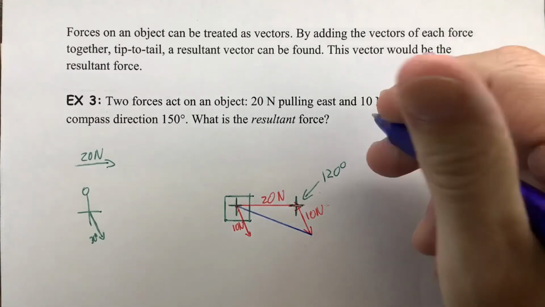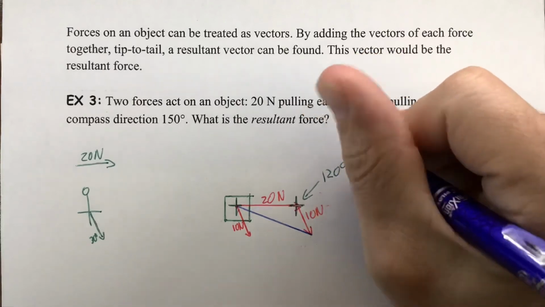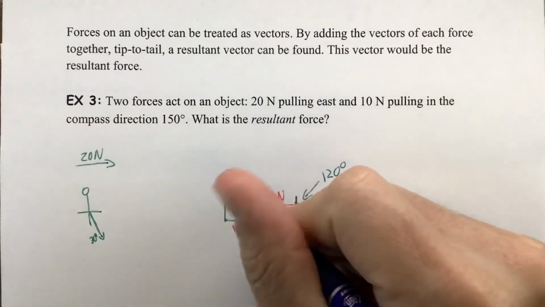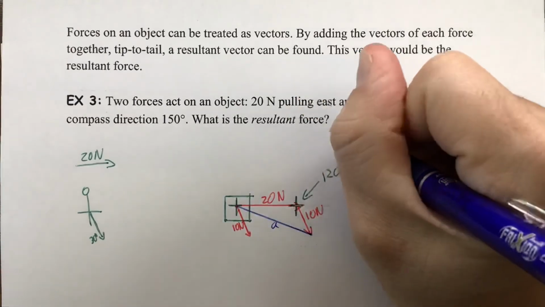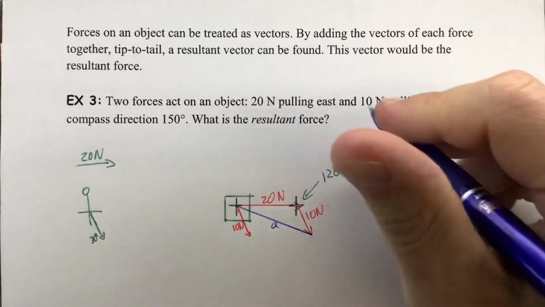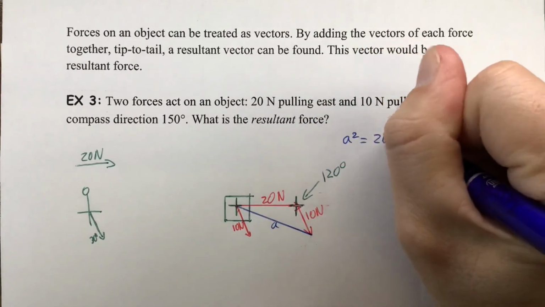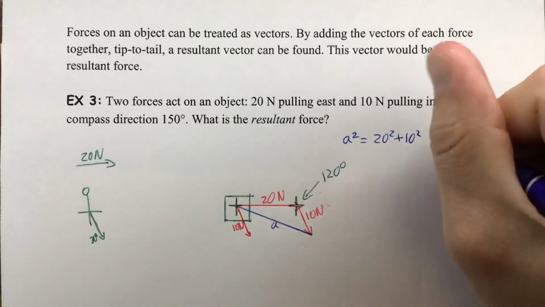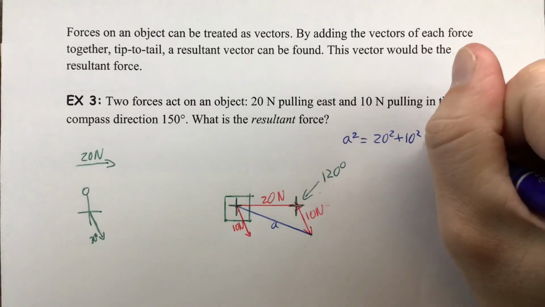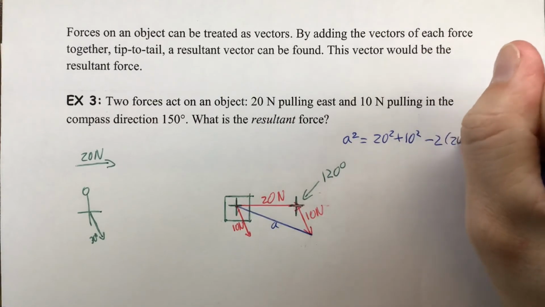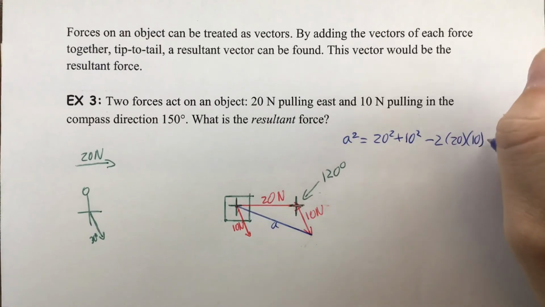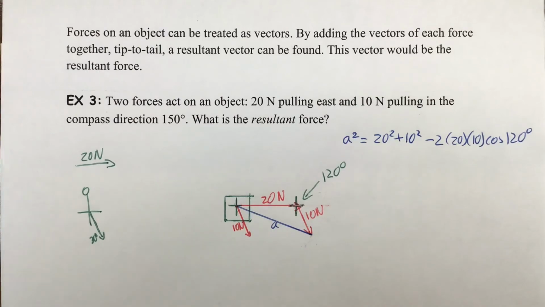Let's see, we'll go ahead and just put it over here. Again, it's going to be a short problem. We'll call that A again, just to make it look like the last one. Okay, so A squared is going to equal 20 squared plus 10 squared minus 2 times 20 times 10 cosine 120. All right, and all that I can evaluate and then just square root.